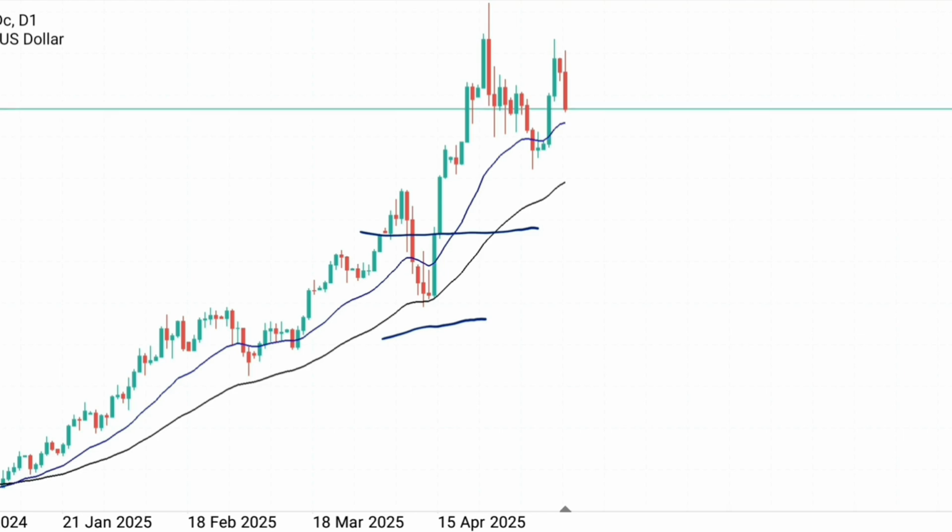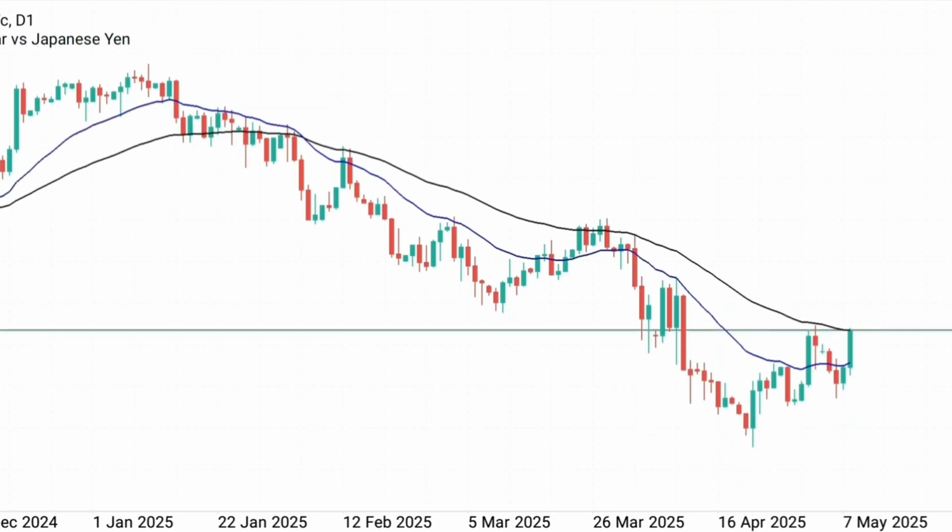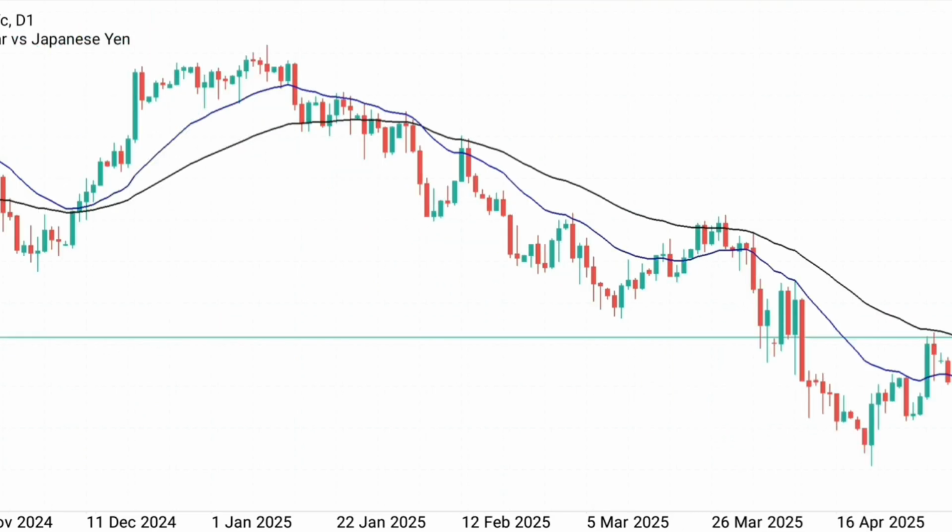Okay, now can we try again using another currency pair? This is USD JPY on the 1-day time frame. Okay, so the question now is, must I use two moving averages? No. For the moving average bounce strategy, you can just choose to use one moving average or two. Here we are using two moving averages.